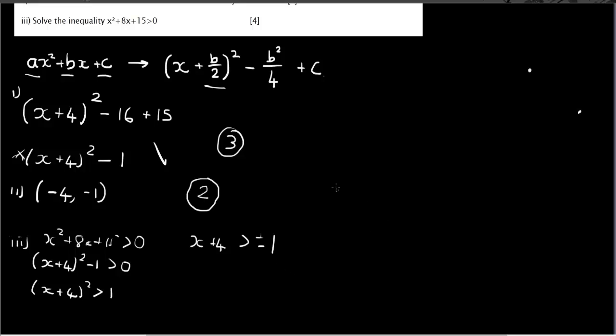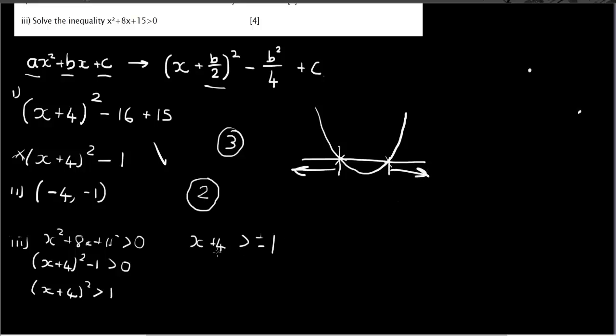Just if we try and imagine that in terms of a graph, we've got a quadratic graph something like that. We've got 2 roots here, there and there. Just to explain this, what we're looking for is when the value of this expression is greater than 0. So we're looking for that and that.